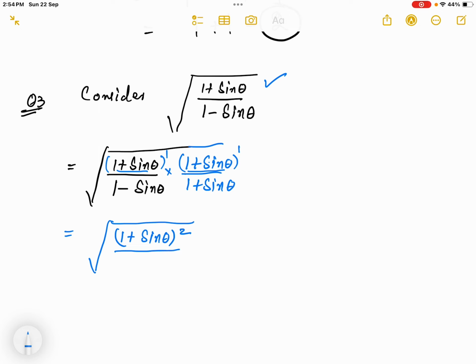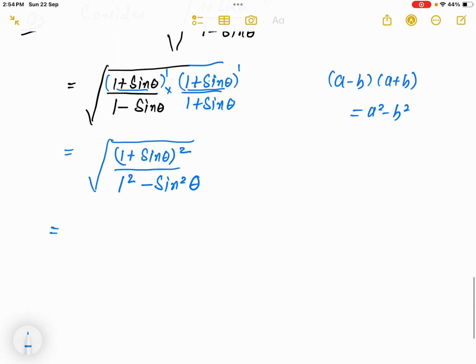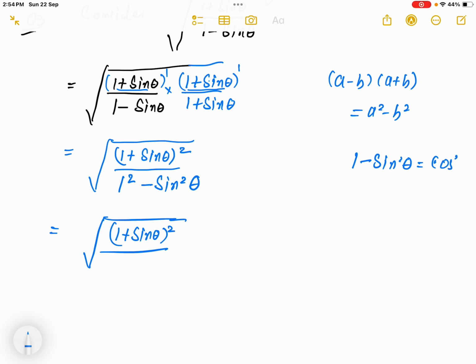But in the denominator, we will be having this formula: A minus B times A plus B. And you can guess, this is A square minus B square. So 1 minus sine theta times 1 plus sine theta will be 1 square minus sine square theta. So square root of (1 plus sine theta) whole square, I will keep as such, whole divided by, we know that 1 square is 1, and 1 minus sine square theta is equal to cos square theta.